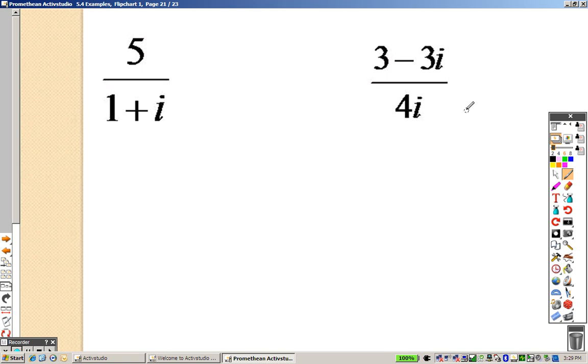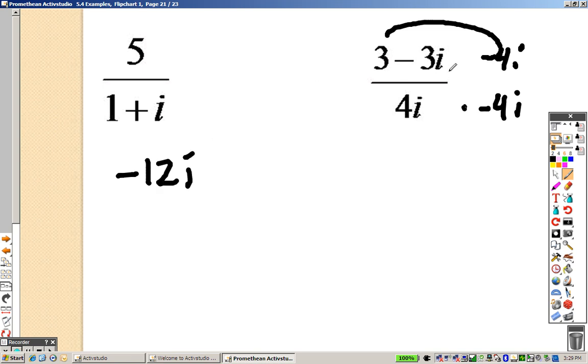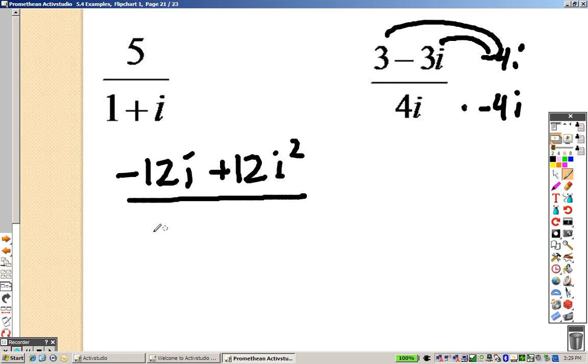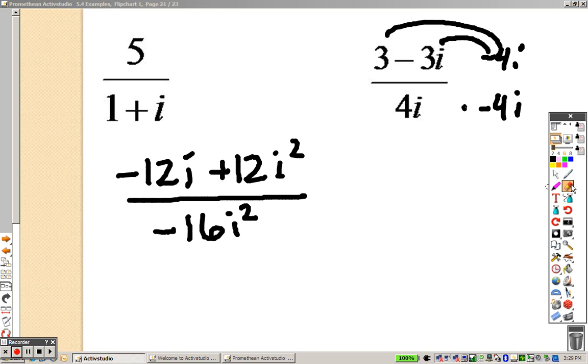With this problem, I take the opposite, so I multiply by negative 4i and negative 4i. So, negative 4i times 3, negative 12i. Negative 4i times negative 3i is positive 12i squared. Over 4i times negative 4i is negative 16i squared. And anywhere there's an i squared, that gives you negative 1.